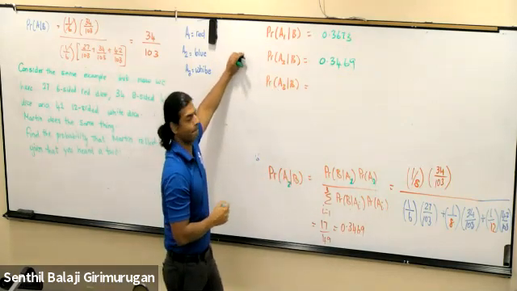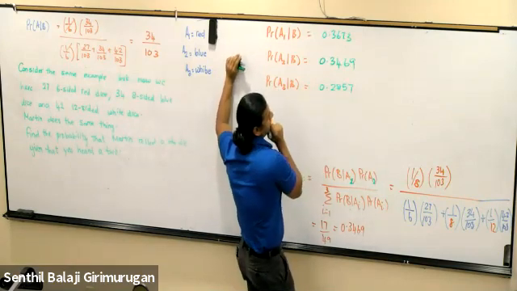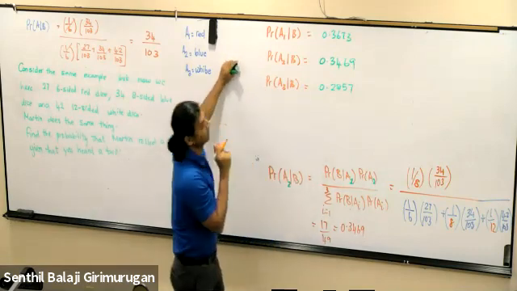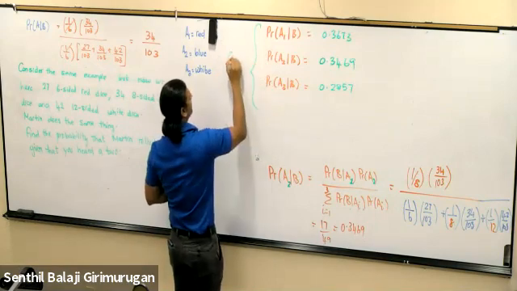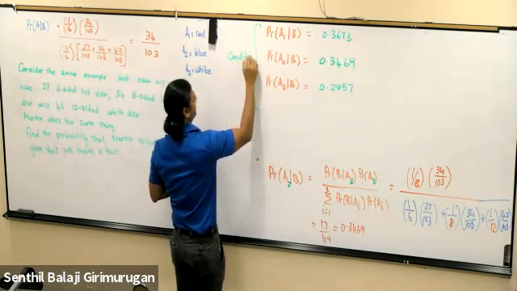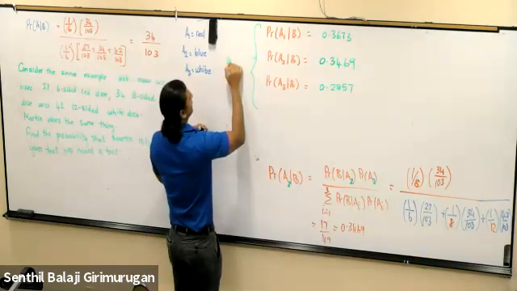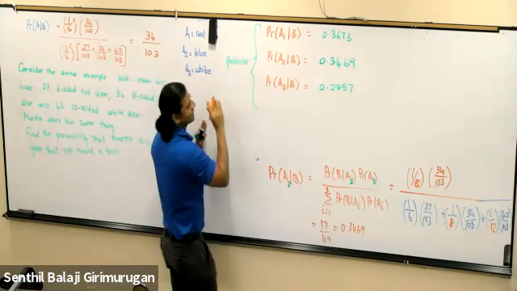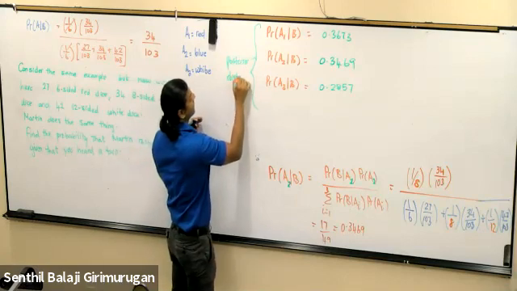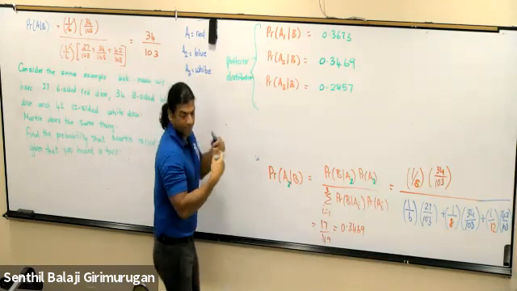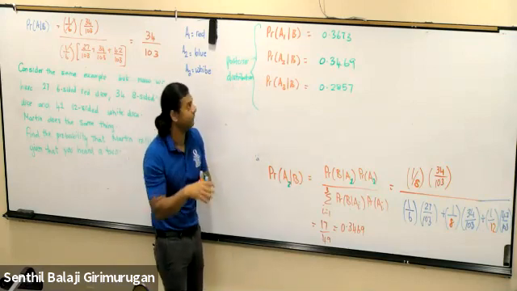Last one. 0.2857. If you add all of them, you should get 1. You better get 1. So that's called the conditional distribution. More specifically, it's a conditional distribution of A_i given B. Simply put, it is the posterior distribution. We are slowly moving into the concept of distribution, which is why I'm throwing these words in.